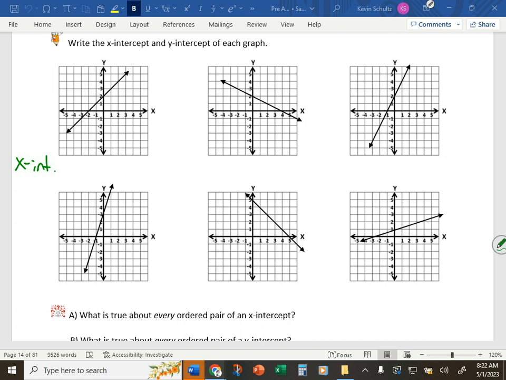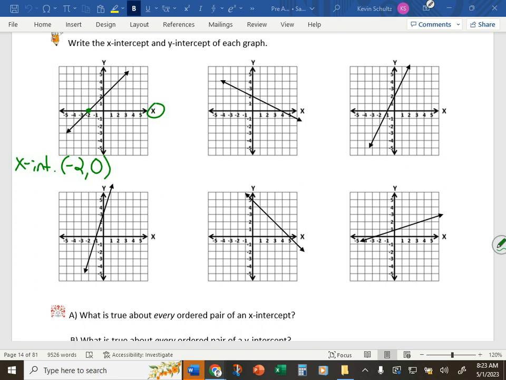Where does this line cross the x-axis? Anthony? -2. -2, right? Here's our x-axis here. We see, where's this line crossing this? Oh, it's right here at -2. Now, what's the ordered pair at that point? If it's an x-intercept, we know that (-2, 0), right? The x value where it crosses is coming first, and then we know that y is 0 because we have not gone up or down at all.